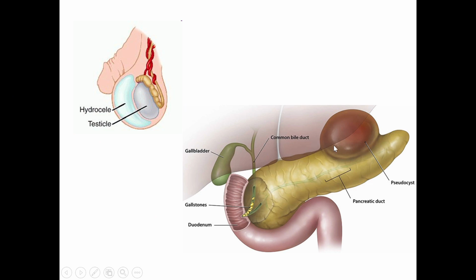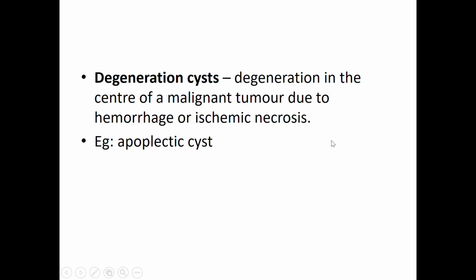You can also see here that the pseudopancreatic cyst usually gets accumulated in the lesser sac. Now, coming to the next type, that is the degeneration cyst. This is usually seen in tumors. The central part of the tumor may have a lack of blood supply, because of which the cells and the tissues start degenerating, and after the degeneration, it can become liquid like.